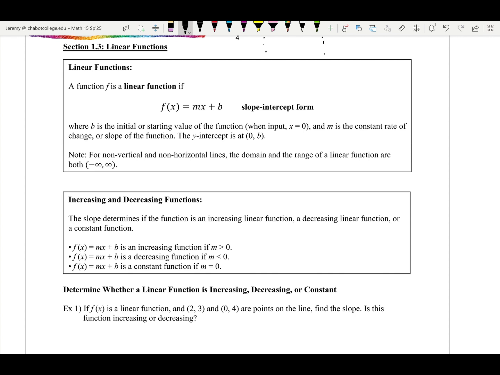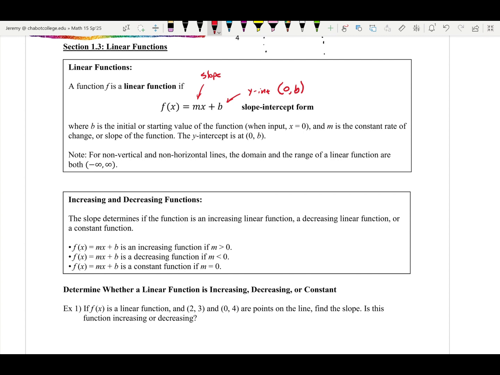A function is a linear function if it comes in this form. This is what we call the slope-intercept form. We call it that because in this expression, f of x equals mx plus b, m represents the slope, and b is the y-coordinate of the y-intercept. So we'll have a y-intercept of, to write it as an ordered pair, (0, b). The x-coordinate of the y-intercept is always 0 because that's what puts it on the y-axis.